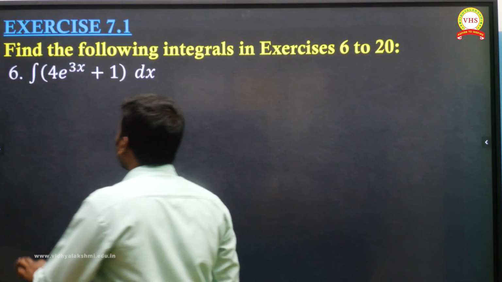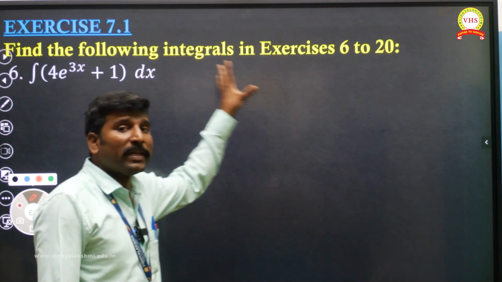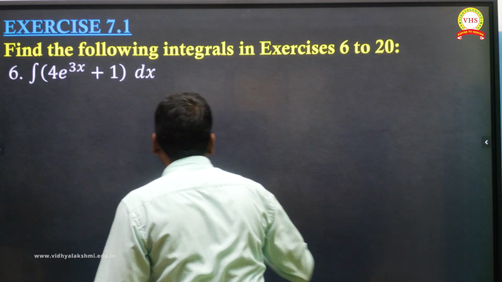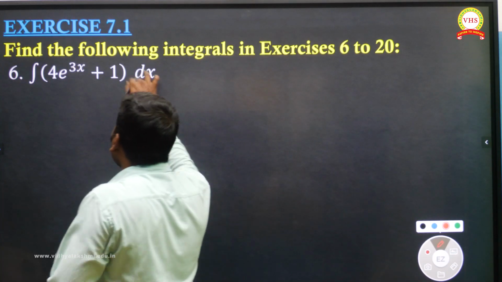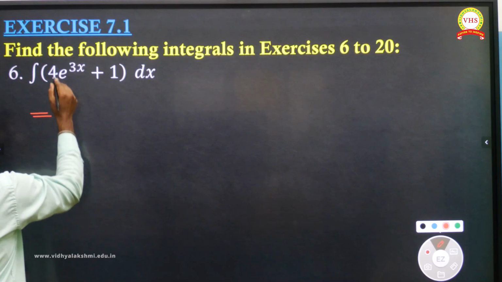Next question, question number 6. From question number 6 onwards, they didn't mention the method of inspection. We can do it directly, which means we can use a formula. Whatever formula we know, we can use. Right, the sixth one. See, children, what is that?